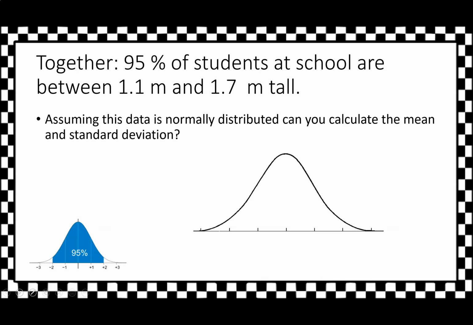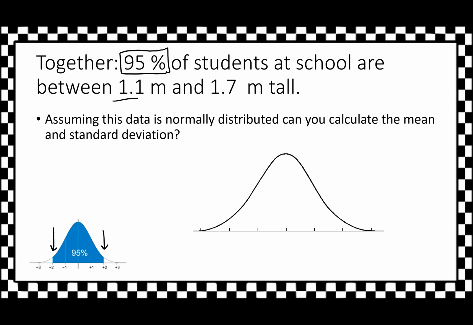So assuming that this data is normally distributed, can you calculate the mean and the standard deviation? Well, we have that 95% of students at school are between 1.1 meters and 1.7 meters tall. So in this situation, if we're talking about 95%, notice here that we're actually talking about being -2 to 2 standard deviations away from the mean. And I realized that because the 95% alerted me to the -2 to 2.